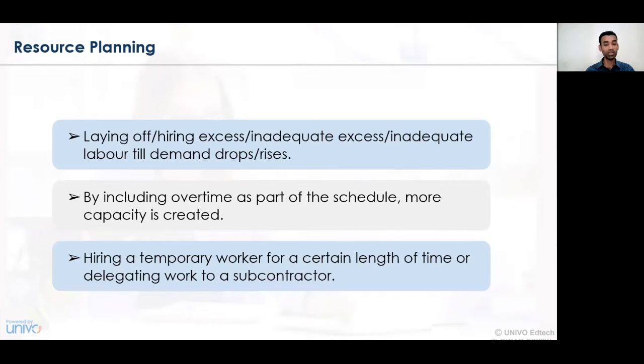By including overtime as a part of the schedule, more capacity is created. So in order to increase the capacity for a certain product, one has to see that the product being manufactured includes overtime production for a certain machinery. So effective and optimum utilization of the resources, the capacity of machinery, the capacity of the labor, everything is utilized, and accordingly the task is completed in a specified time period.